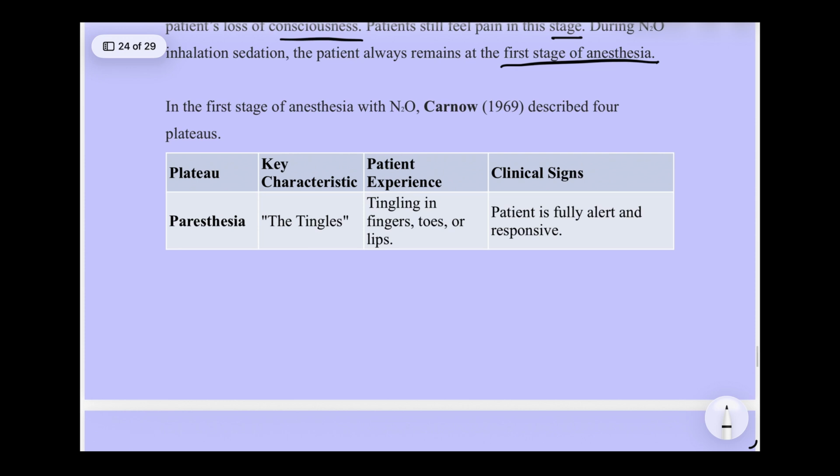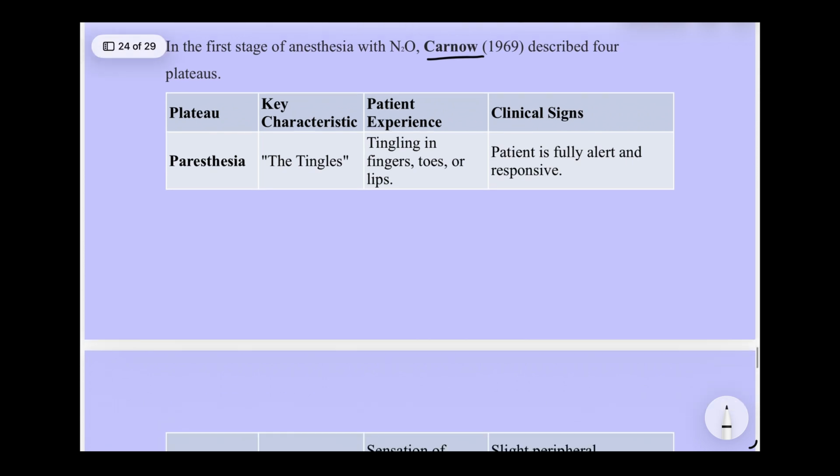In the first stage of anesthesia with nitrous oxide, Clark described 4 plateaus. Here plateaus are like levels of sedation. So first is paresthesia. Paresthesia means pins and needle sensation. The very first thing nitrous oxide does is affect the tiny nerve endings in the fingers, toes, and tongue. The patient feels a fizzy or tingling sensation. It's the sign that the gas has started working on the nervous system.